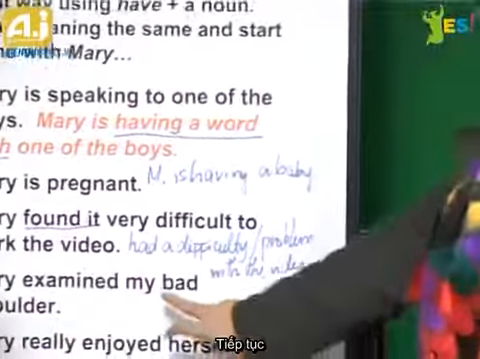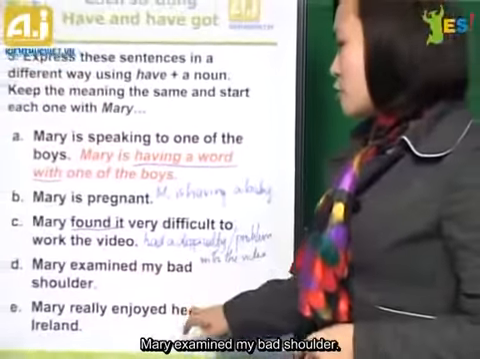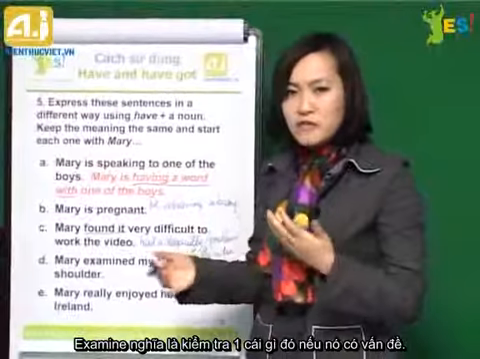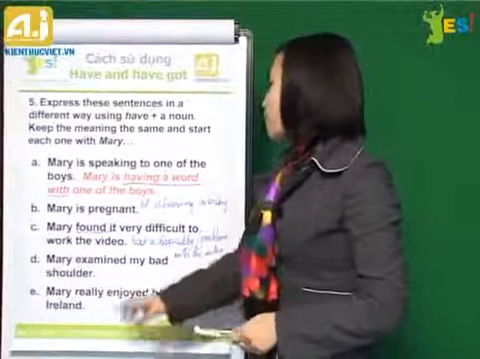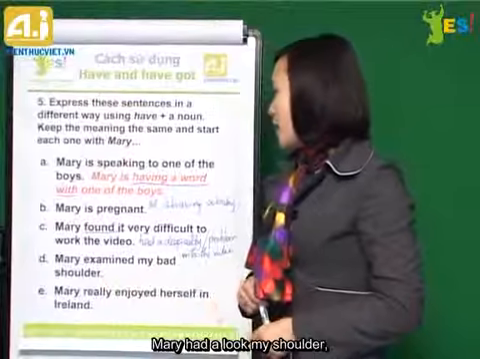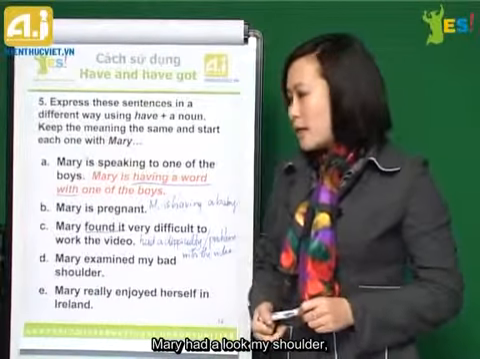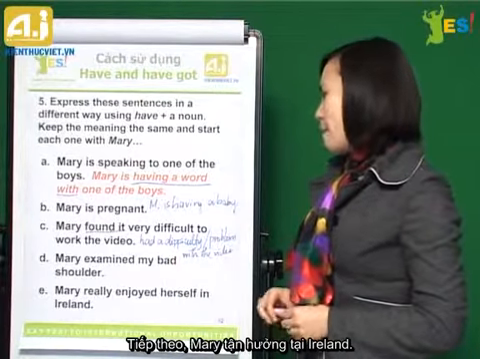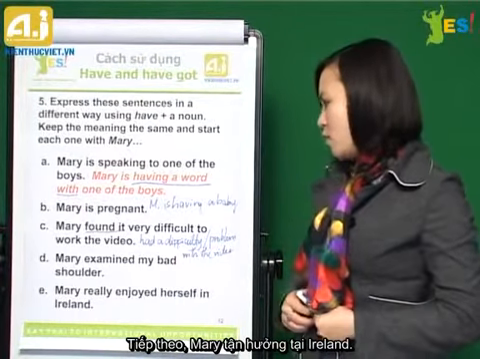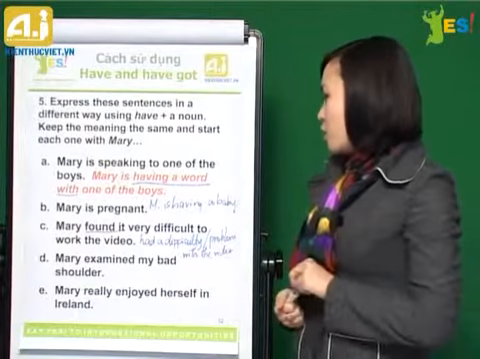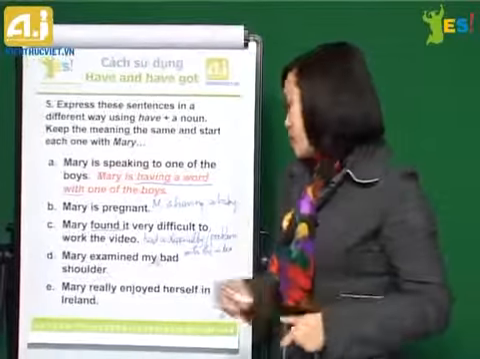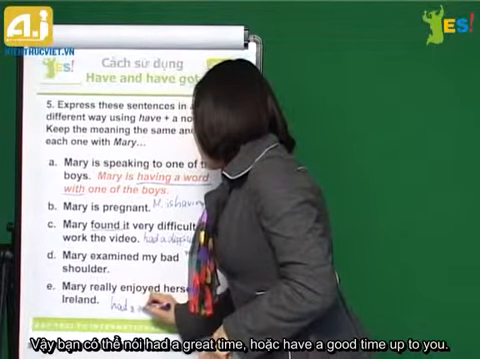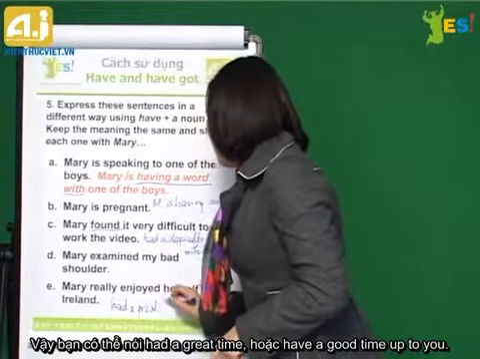Alright? Next one. "Mary examined my bad shoulder." Examine actually means to look into something carefully to see if there are problems or something. So in this case, you say, "Mary had a look at my shoulder, my bad shoulder, sorry." Next one, "Mary really enjoyed herself in Ireland." Remember having a good time? So you can say this one, "had a great time", or "had a good time", up to you.